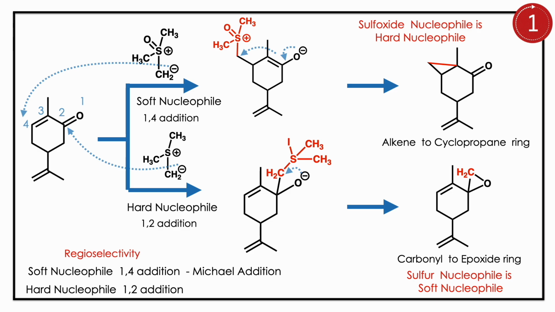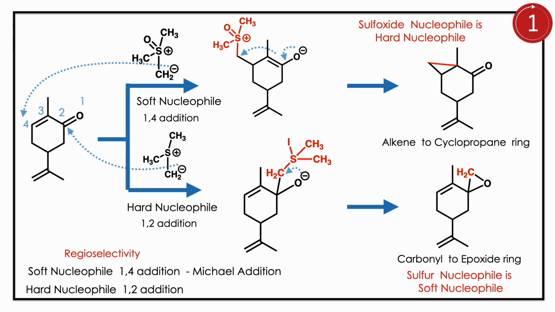Since you have a conjugated ketone, 1,2 addition and 1,4 addition are possible. A hard nucleophile gives 1,2 addition. A soft nucleophile gives 1,4 addition. The sulfoxide nucleophile is soft, so 1,4 addition happens. You have methylation at the 3,4 carbon. On the contrary, the sulfur nucleophile is hard and attacks the second position. So methylation happens at the second position.